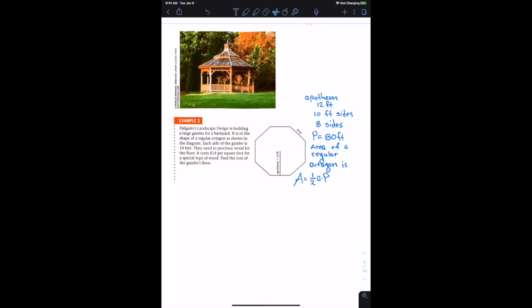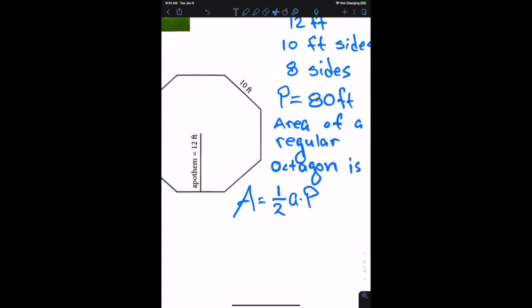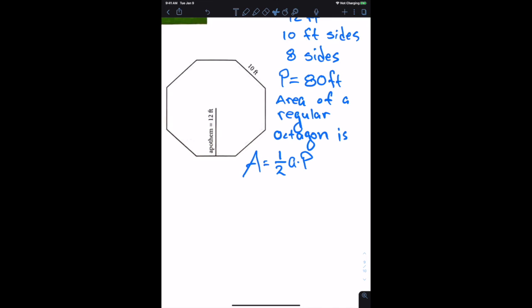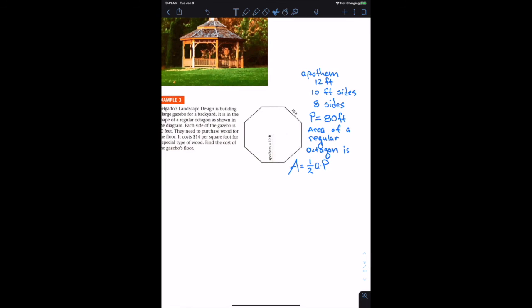Well, they give you that the apothem of this octagon is 12 feet. And so we have an apothem of 12 feet. We have 10-foot sides and 8 sides. And so the perimeter is going to be 80 feet because 8 times 10 feet is 80. The area of a regular octagon and of any regular polygon is just simply the area is equal to 1/2 the apothem times the perimeter. And I'm not going to develop that for you. We're just going to go ahead and plug in and use it since we know all of these pieces.